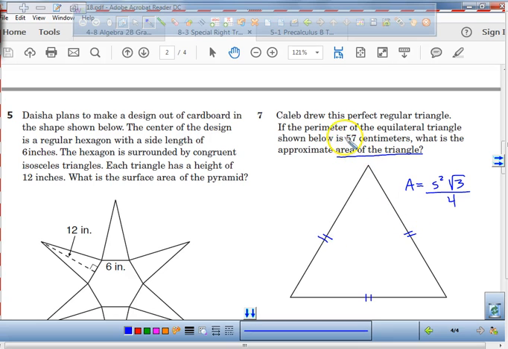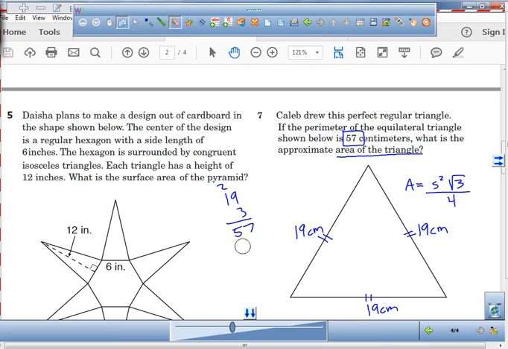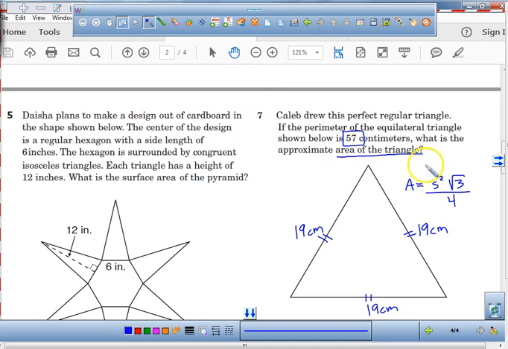So we just divide 57 by 3. Take 57, divide it by 3, and what's that going to give us? 19 centimeters, 19 centimeters, and 19 centimeters, if I divided 57 by 3 accurately. Is 19 times 3 equal to 57? I sure hope so. Otherwise, that would be embarrassing. So right now, what is the only number that you have to plug in to find the answer to this problem?